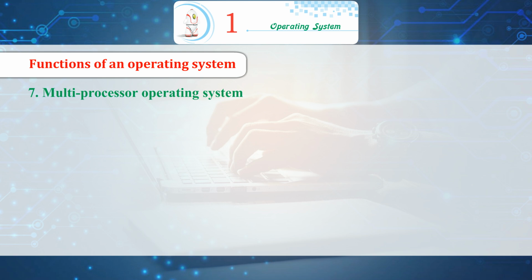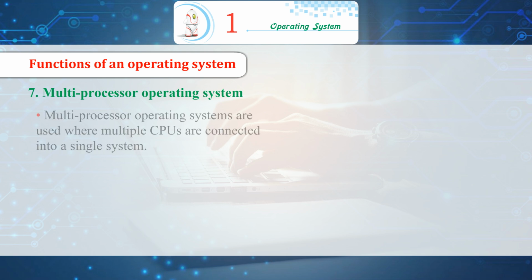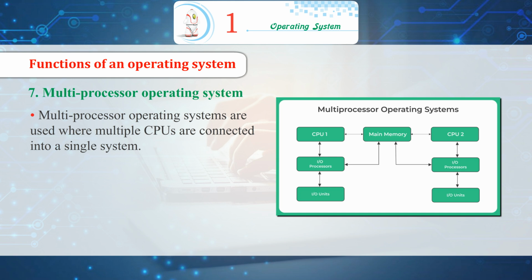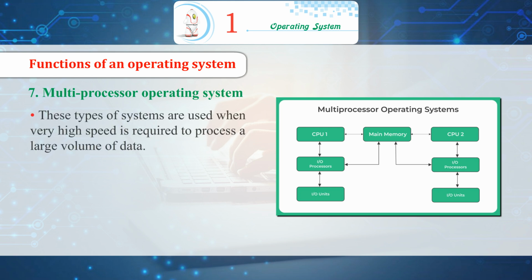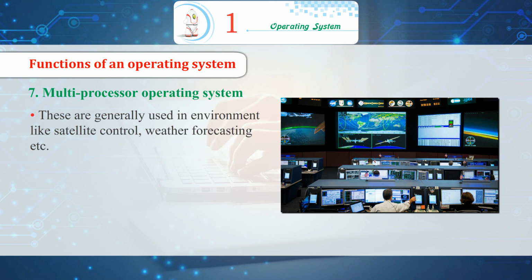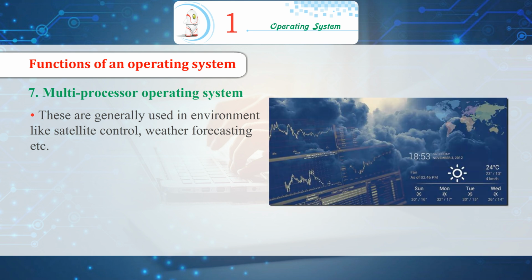7. Multiprocessor operating system. Multiprocessor operating systems are used where multiple CPUs are connected into a single system. These types of systems are used when very high speed is required to process a large volume of data. These are generally used in environments like satellite control, weather forecasting, etc.